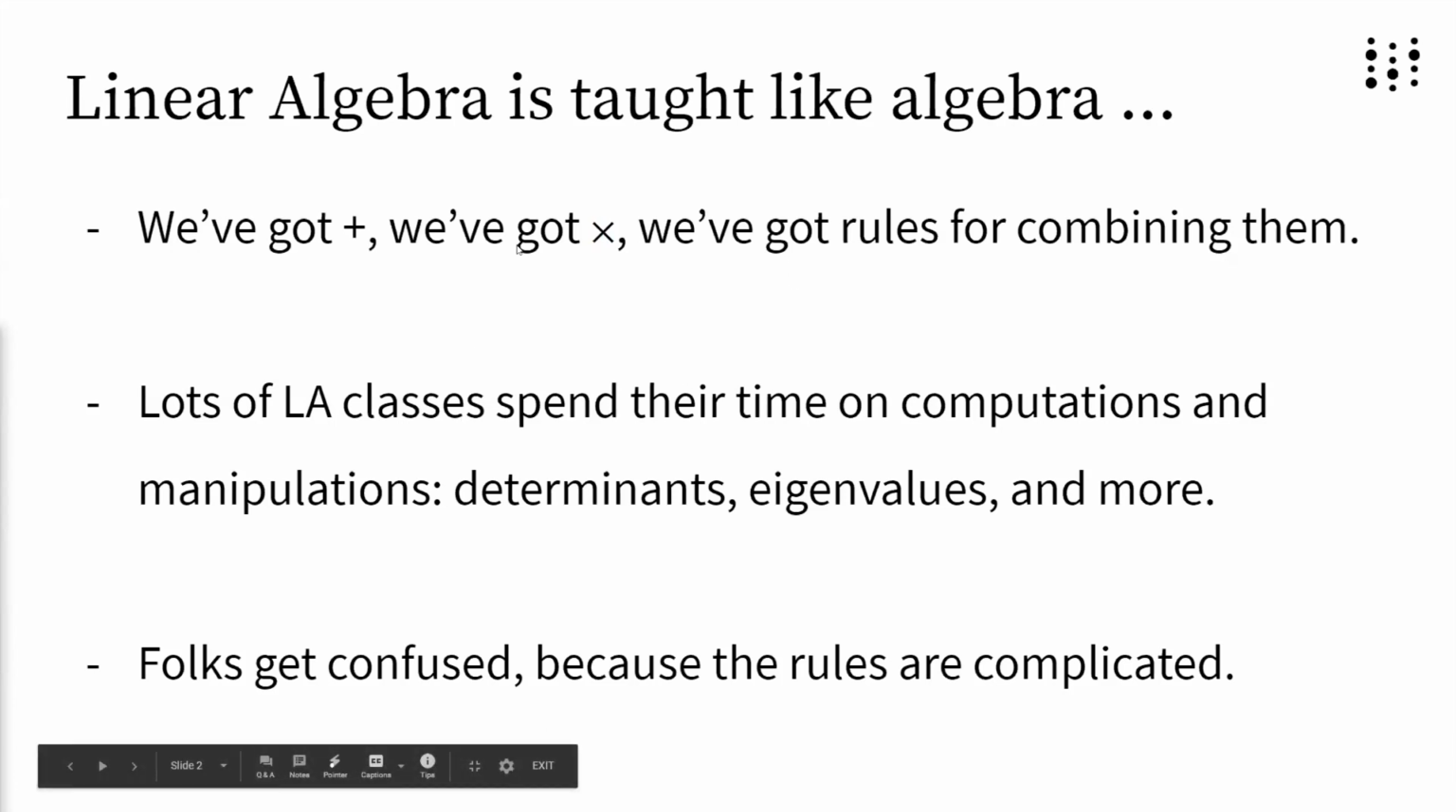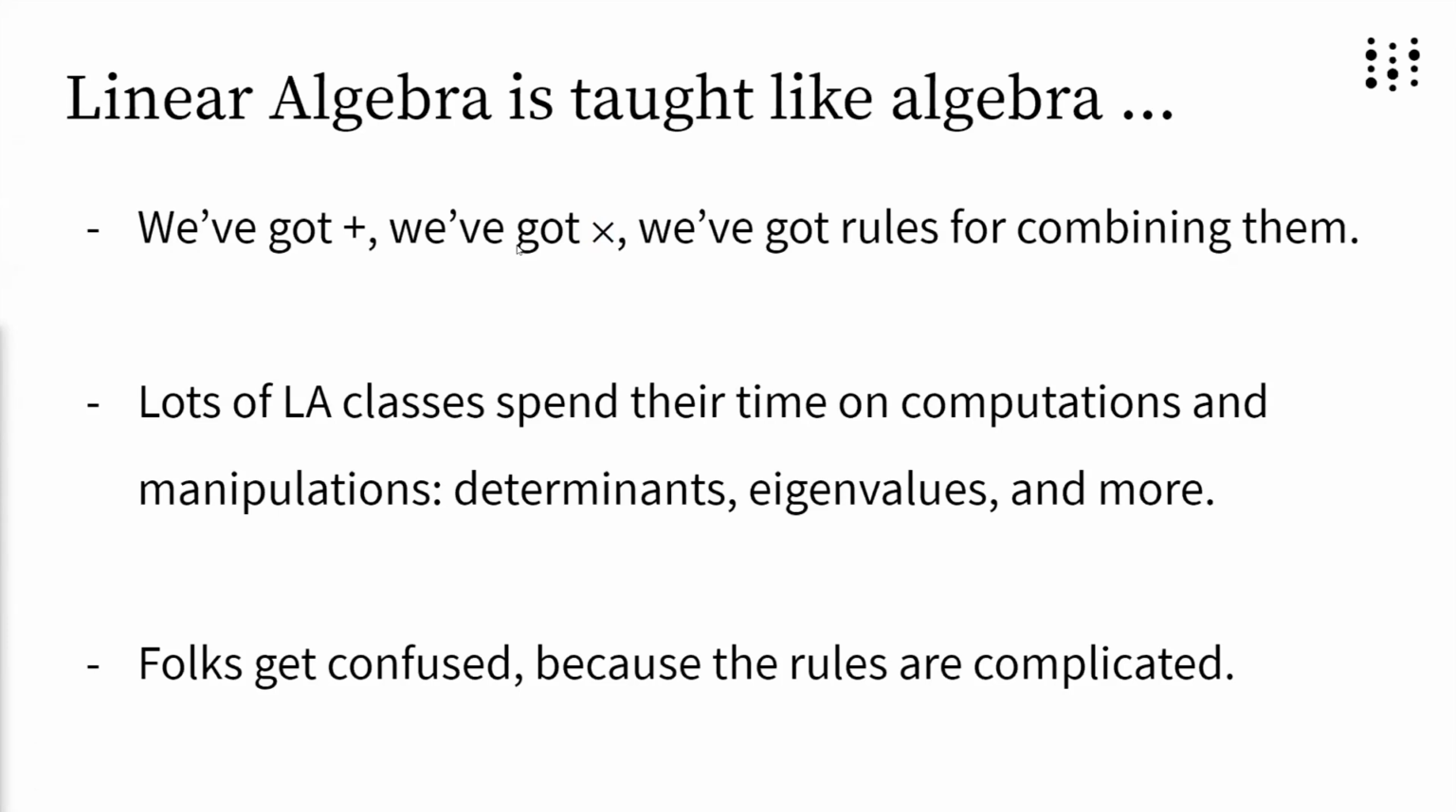And part of the reason for that is that I think linear algebra is kind of taught the wrong way. It's taught as though it were like the algebra you learn before, where you learn things about addition and multiplication. You learn rules for combining those two things together to generate new symbols, new equations to solve for things. And when you take a linear algebra class, sometimes you spend the entire time on computations like that. How do I get the determinant? How do I get the eigenvalues? Things like that. And folks end up getting confused because the rules for linear algebra are very, very complicated for manipulating these symbols around, and they don't behave like algebra that we learn when we're younger.